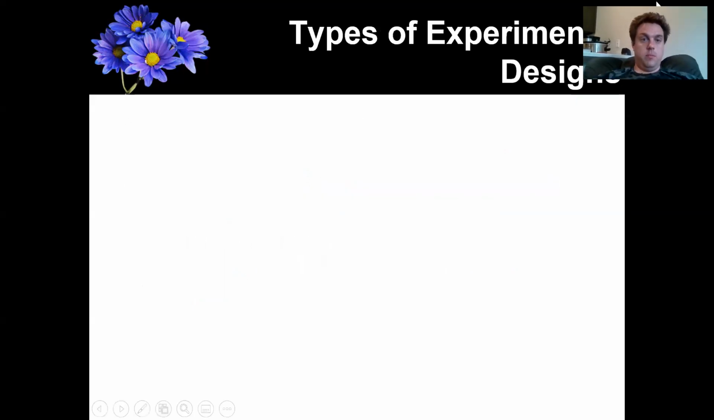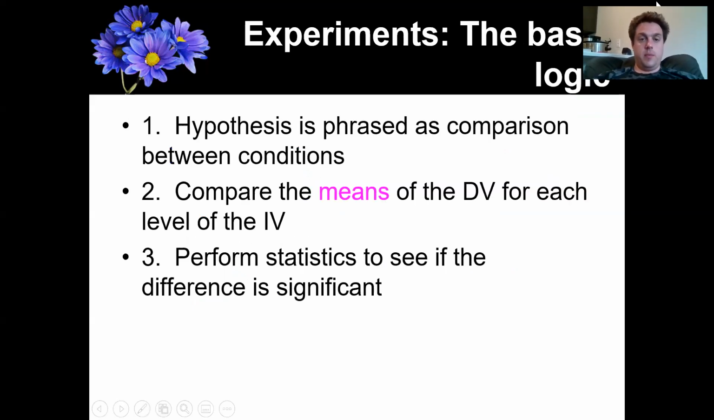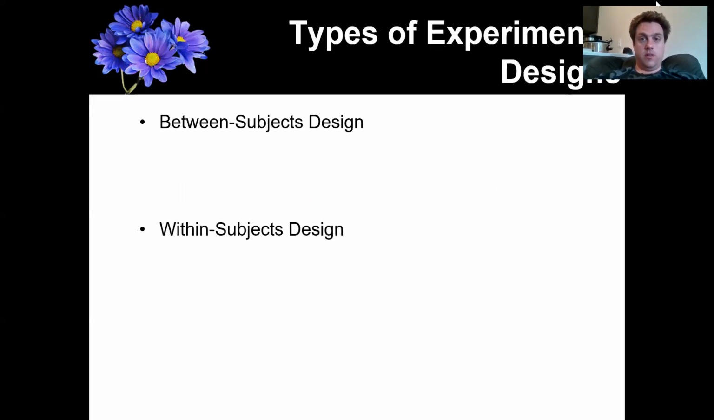So a couple more review points. The hypothesis is going to be phrased as a comparison between conditions, and what you compare is the means of the dependent variable for each level of the independent variable. To put that more simply, if I was running two conditions, two memory strategies, I would compare the dependent variable, the mean score for one condition versus the other condition. And then we, of course, perform stats to see if the difference is significant. More on that later.